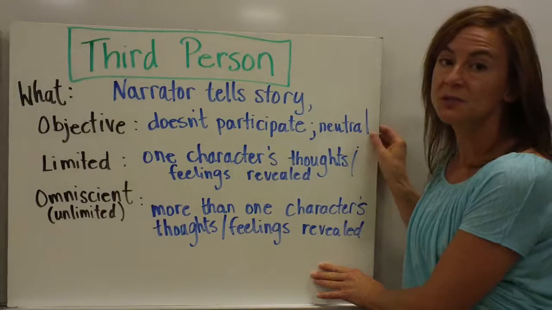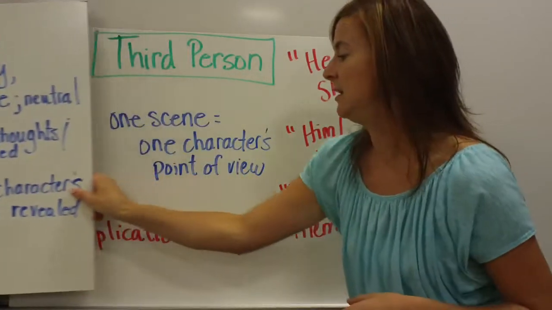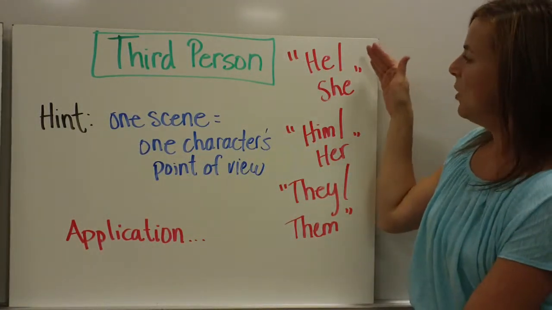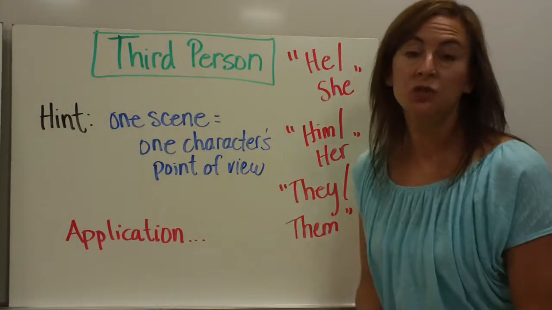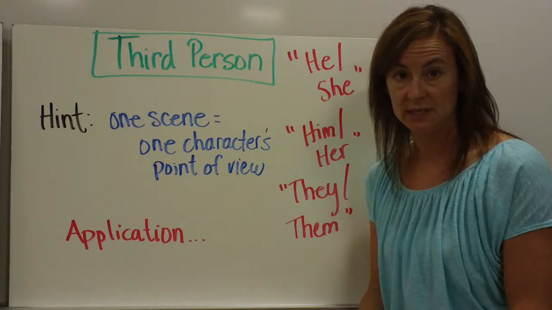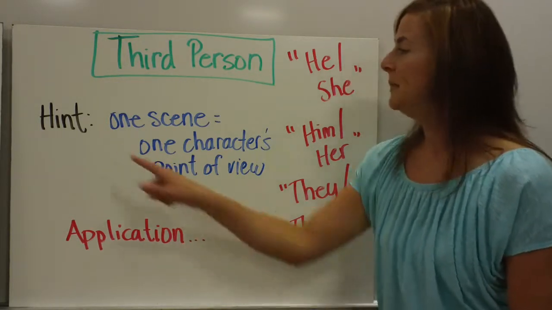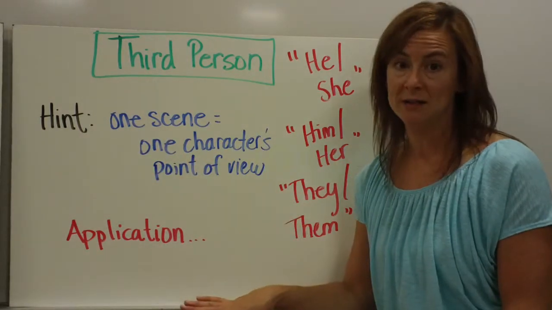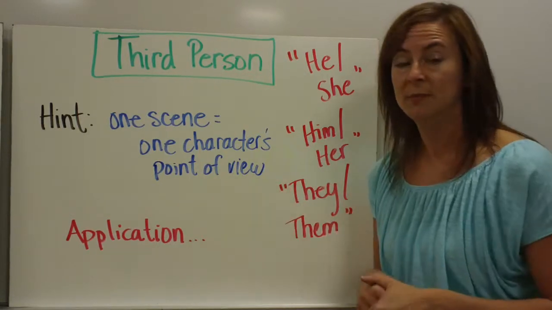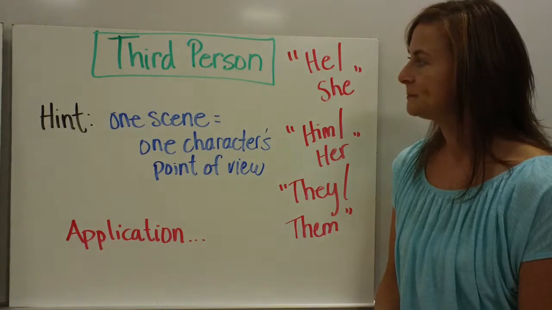Third person and first person are the most popular types of point of views that you will see in narrative or fiction writing. And when you write, if you choose to have third person omniscient or third person unlimited, where you're going to show the thoughts and feelings of more than one character, the biggest hint that I can give you in your toolbox chart is keep it for one scene. You are just keeping the perspective of one character. Otherwise it can get kind of confusing for the reader.